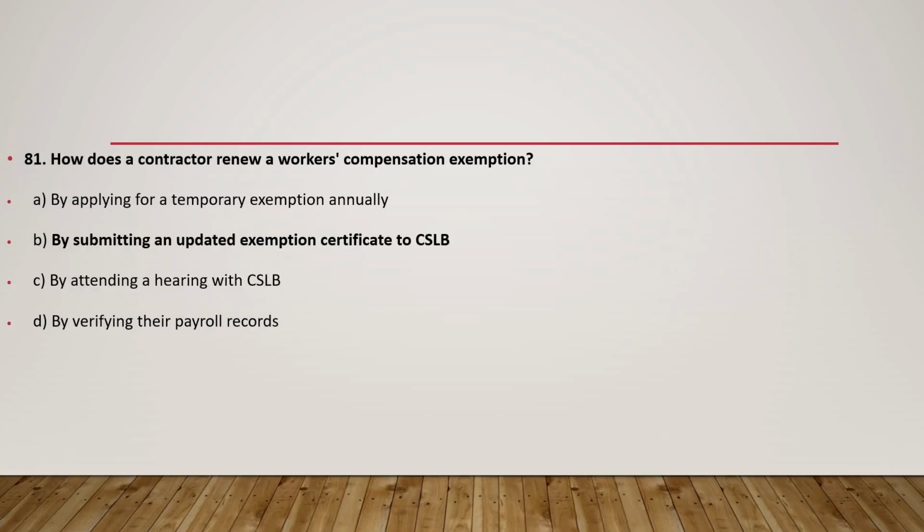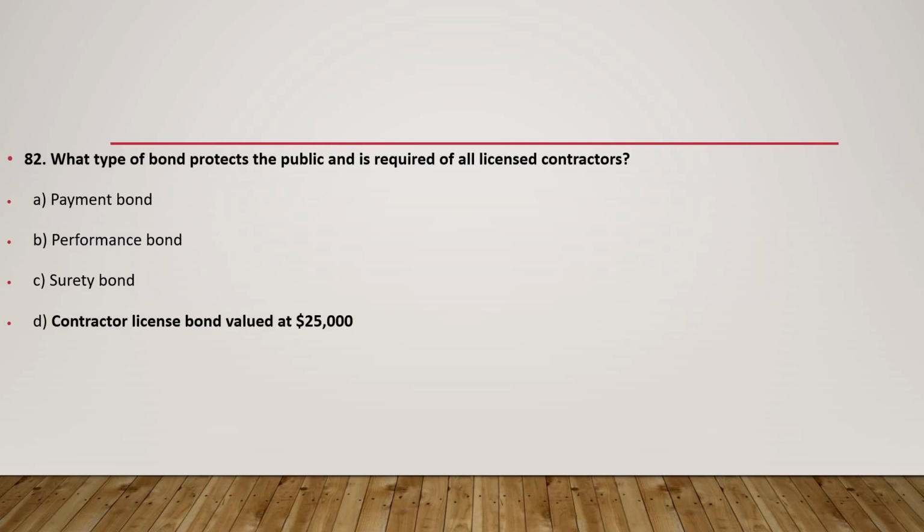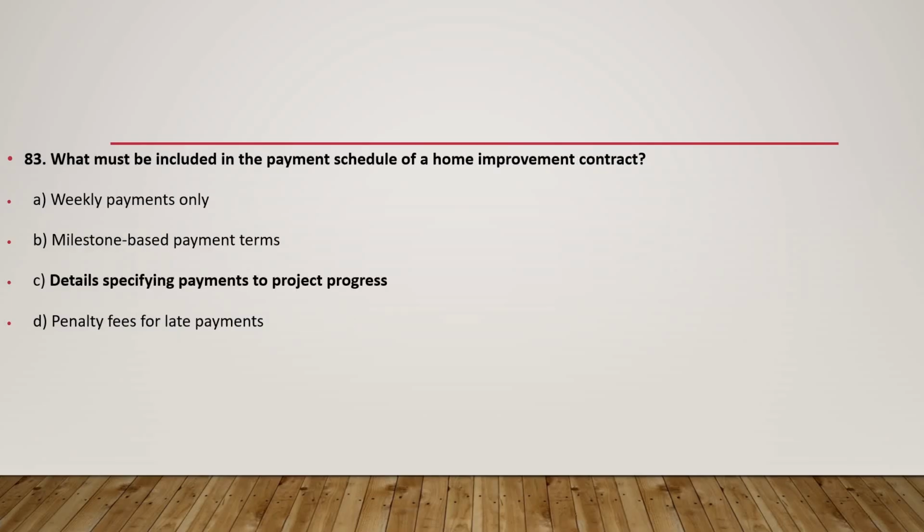81. How does a contractor renew a workers' compensation exemption? B. By submitting an updated exemption certificate to CSLB. 82. What type of bond protects the public and is required of all licensed contractors? D. Contractor license bond valued at $25,000.